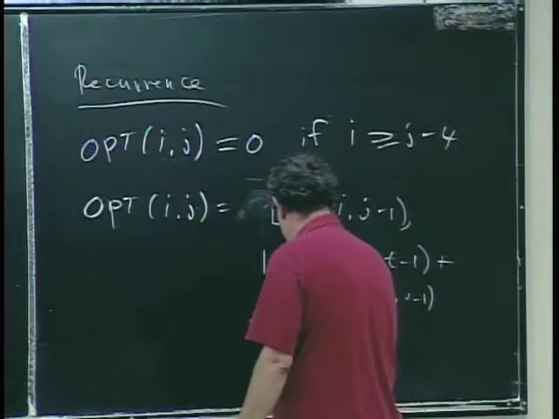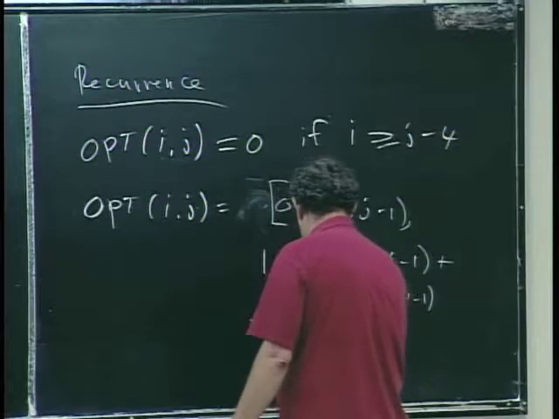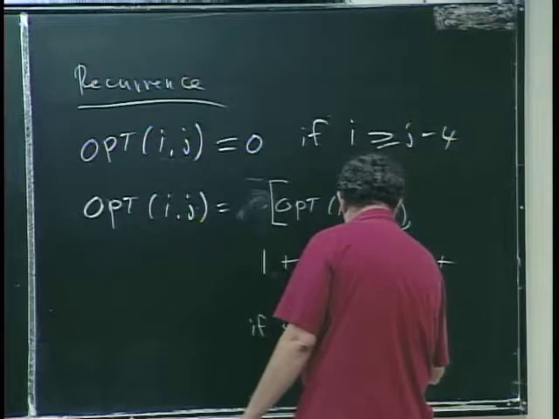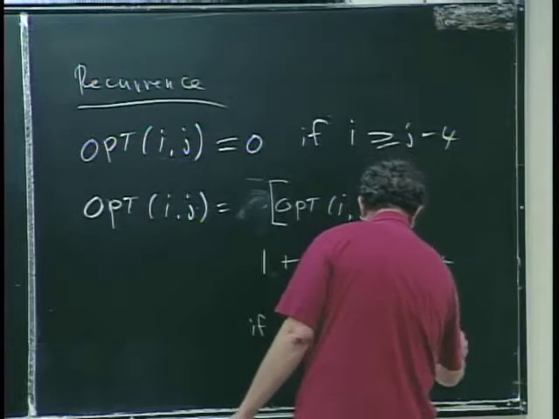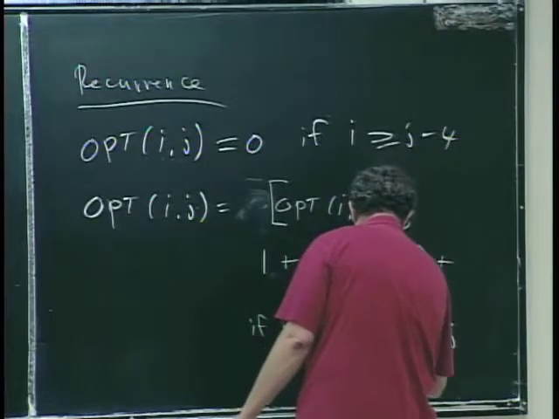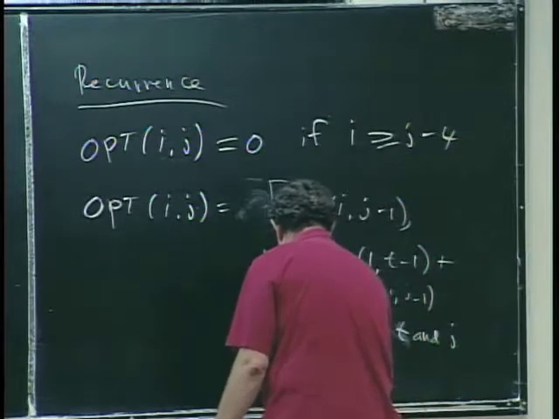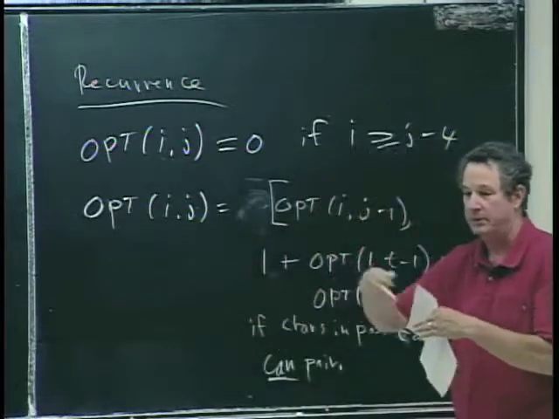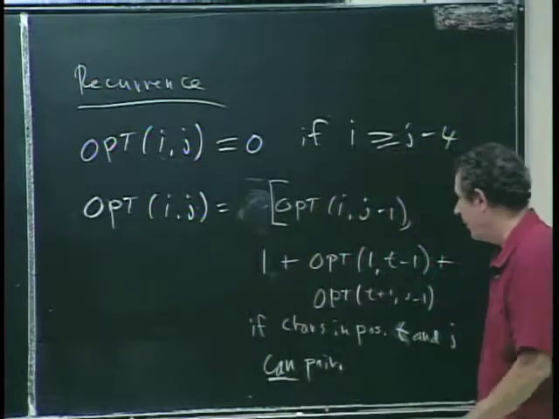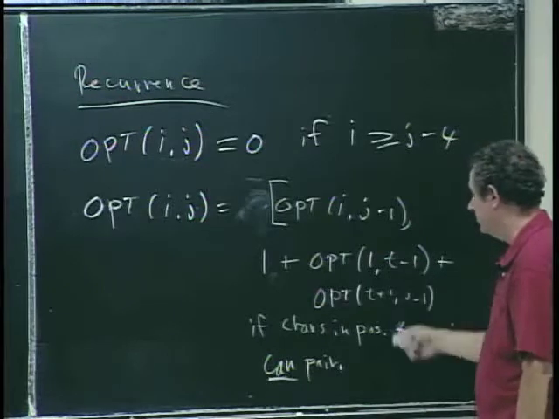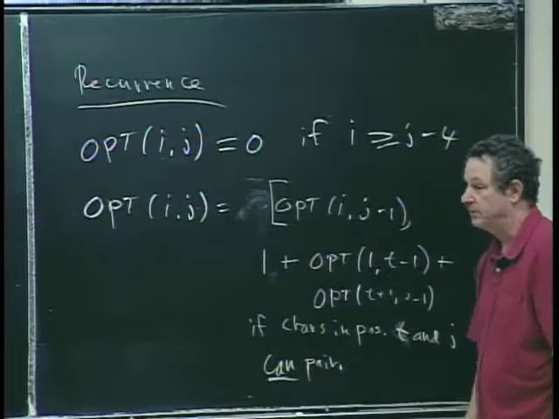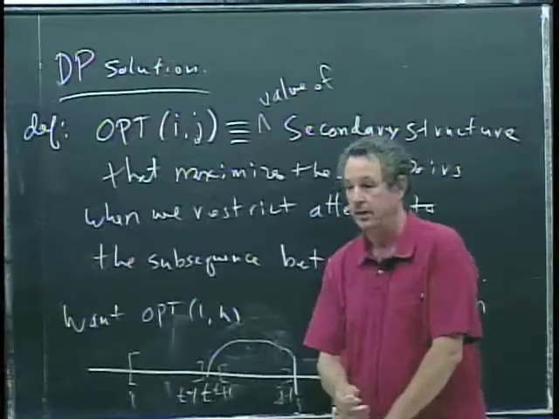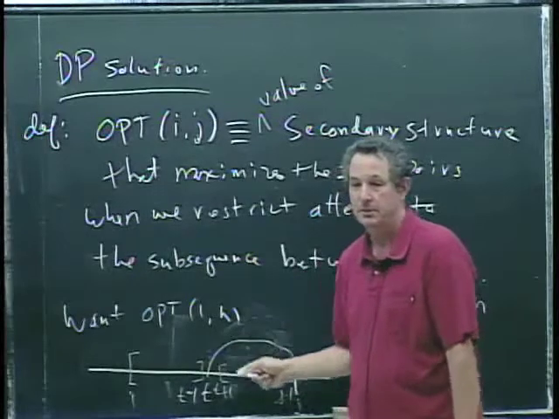And of course, this is only if the characters in positions t and j can pair. Can pair means they're far enough apart and they're complementary characters. I'm not going to write that down. Well, what is t? The character in position j is going to match the character in position t, and then we're going to have these two subproblems.